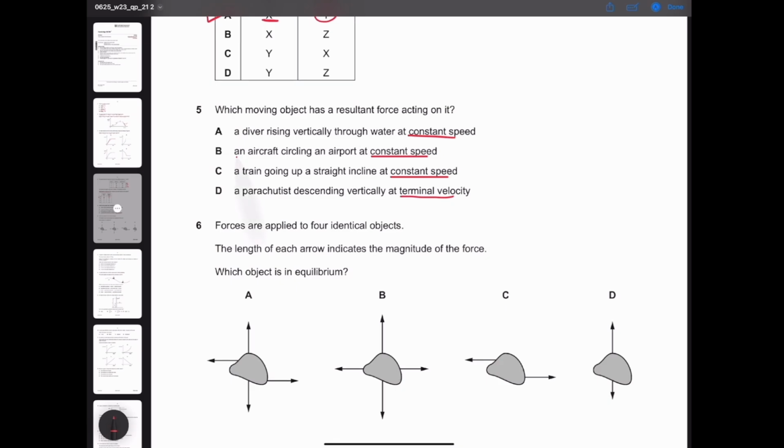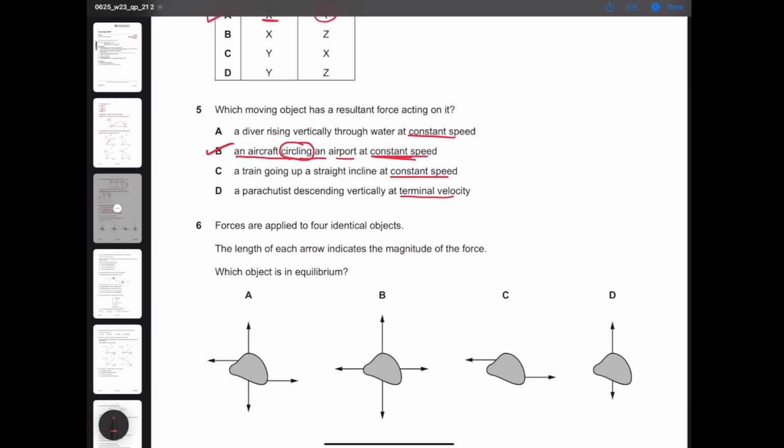An aircraft circling an airport at a constant speed. We know that whenever there is circular motion, there is a resultant force towards the center, even if the object is at constant speed. So the answer should be B. Do not make the mistake of thinking that if constant speed is there, the net force will always be 0. In most cases, yes, but in circular motion, even if the constant speed is there, the resultant force is towards the center of the circle.